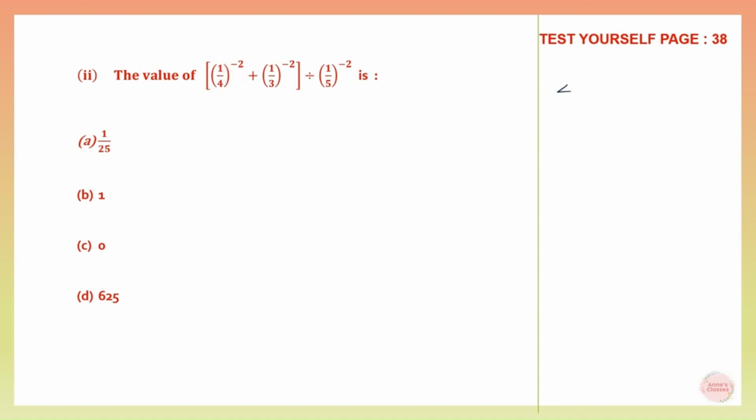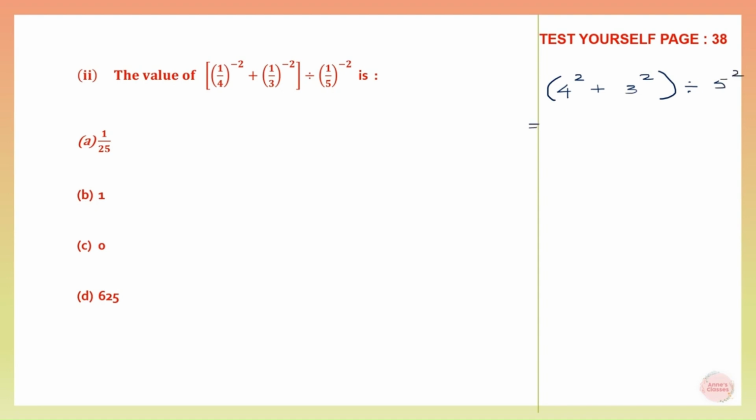So that becomes 4 raised to the power of 2. So the power is now positive. Similarly, on the other side, 1 by 3 is raised to a negative power. Let's write the reciprocal. So 1 by 3 becomes 3 by 1 or simply 3 raised to the power of 2. And this whole thing is now divided by 1 by 5 which is raised to the power of minus 2. Again, write the reciprocal and change the power to a positive power.